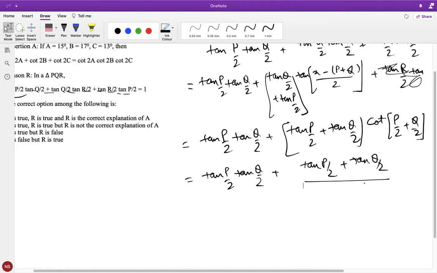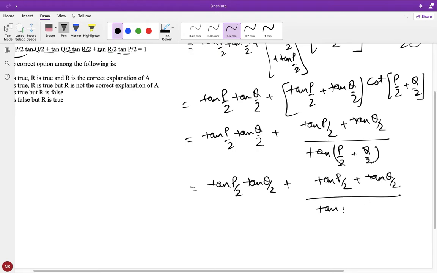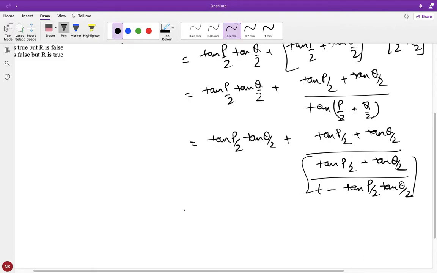Now cot is 1 upon tan, so this will be written like this. And we know what is the tangent of A plus B, which is equal to tan A plus tan B by 1 minus tangent A tangent B. Now this whole thing is in the denominator, so when I take it into the numerator, we will have to take the reciprocal of the whole thing.